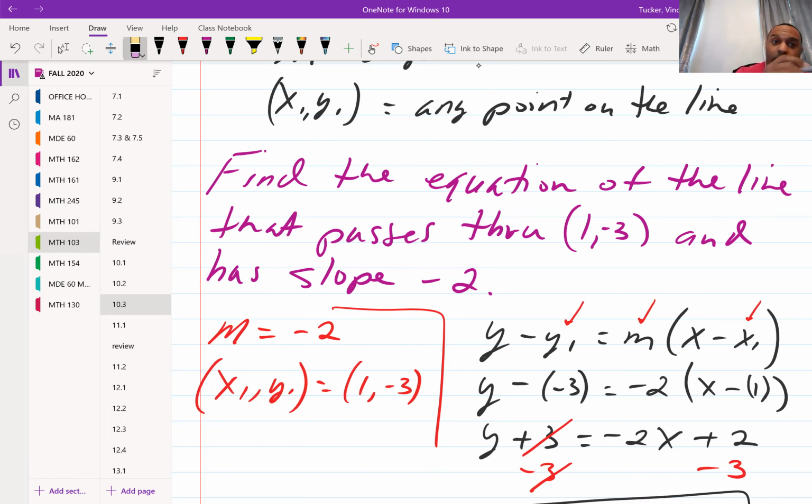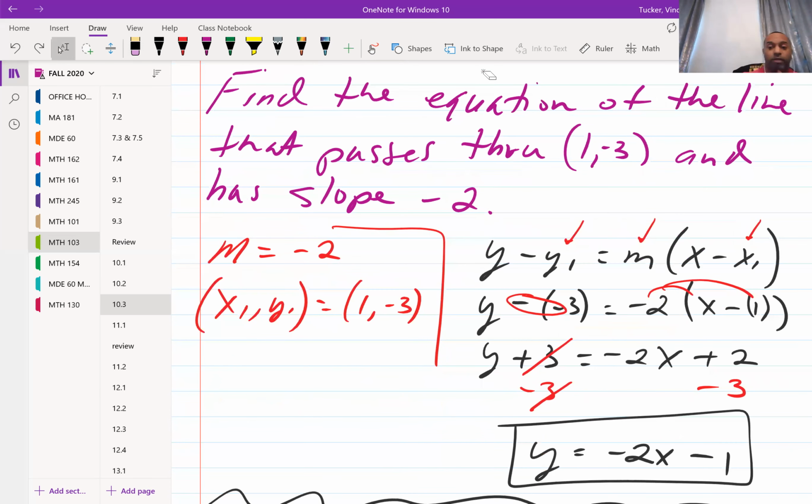All right. So a negative times a negative turns positive, and you want to distribute that -2. And we have y plus 3 equal to -2x plus 2. Then to completely solve, we'll subtract 3 from both sides. And that'll leave us with y equal to -2x minus 1. All right, any questions on that problem?